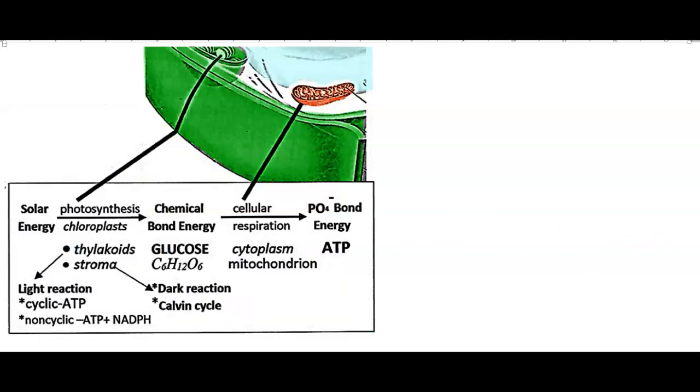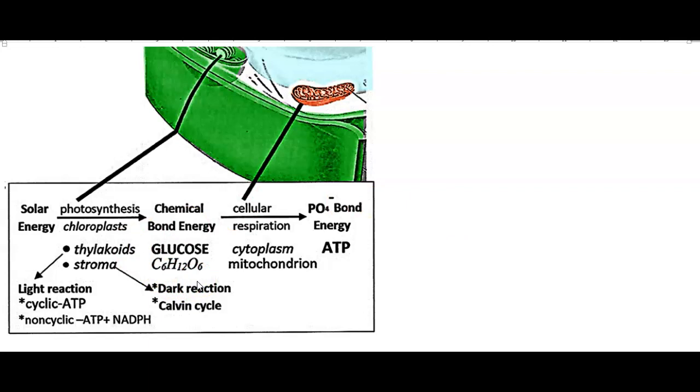Next time, we're going to continue on. We have finished this part all the way up to here. We made chemical bond energy, or chemical energy, in the form of glucose. And now we're going to be converting that glucose, the chemical energy, into phosphate bond energy. So solar energy through photosynthesis in the chloroplast is converted into chemical bond energy in the form of glucose.